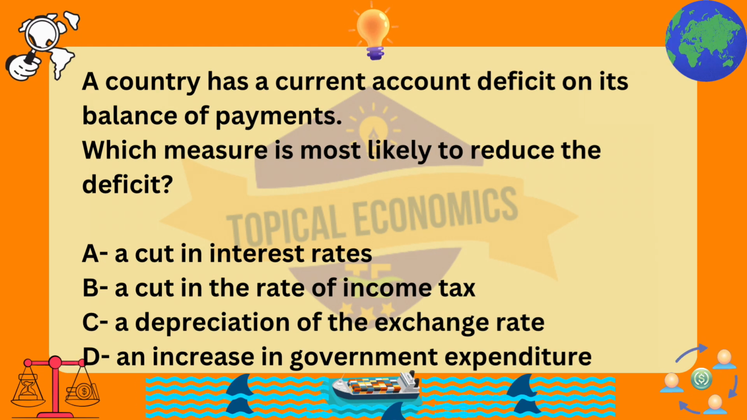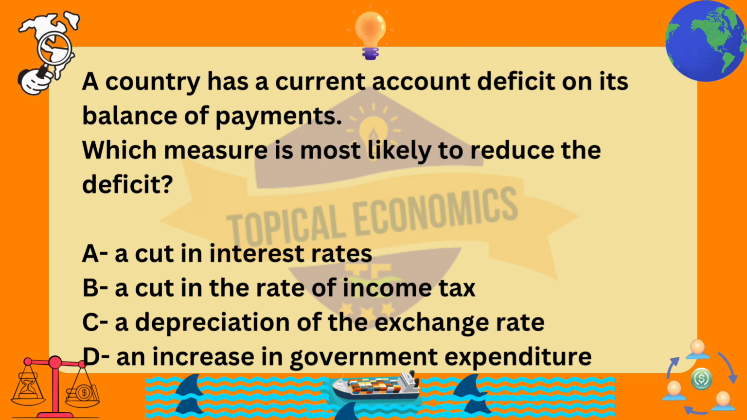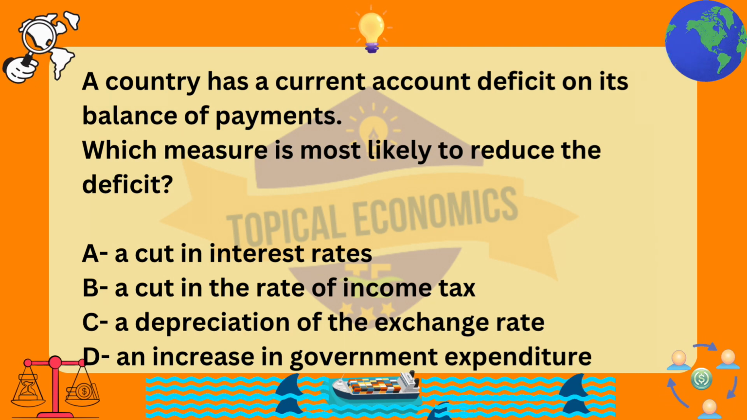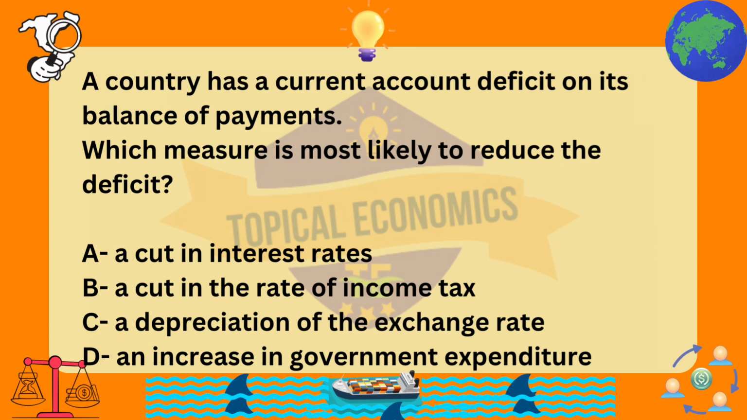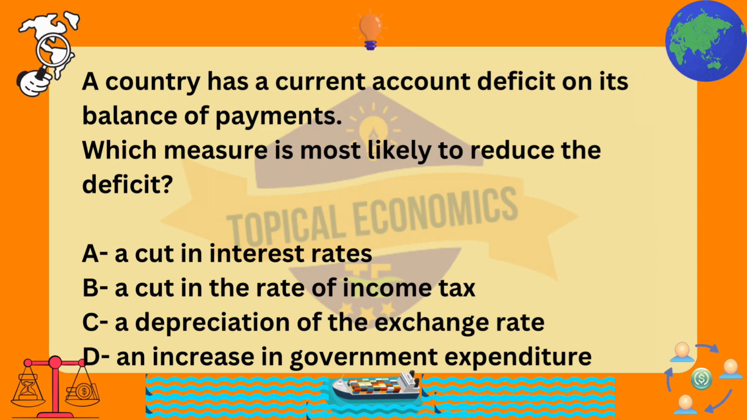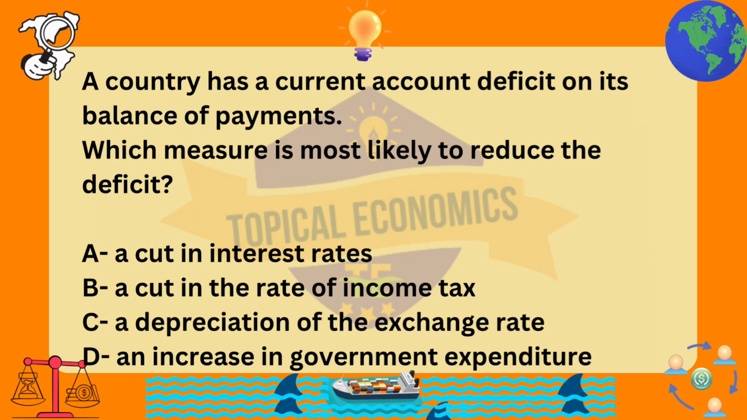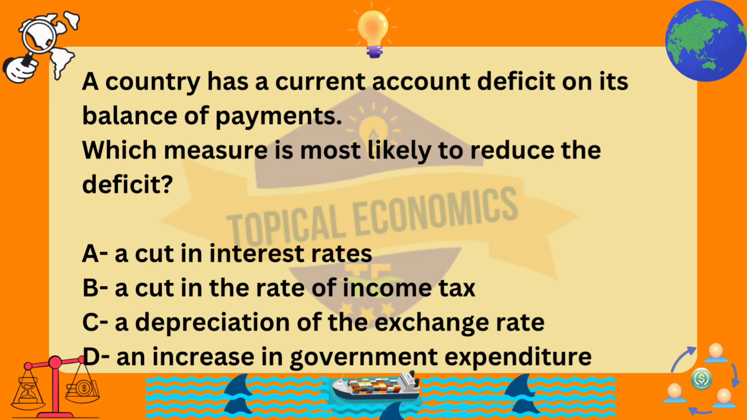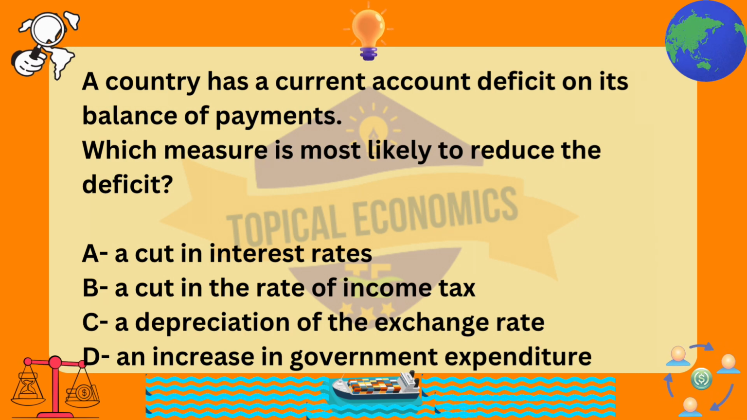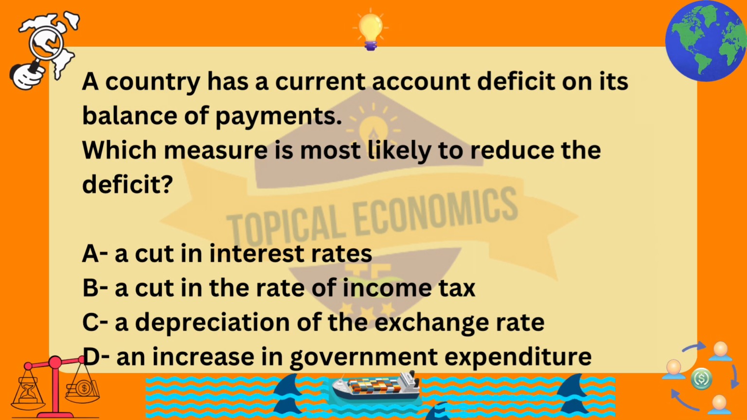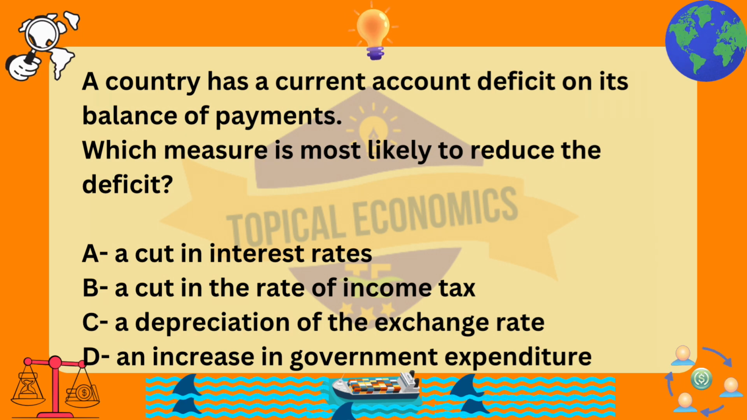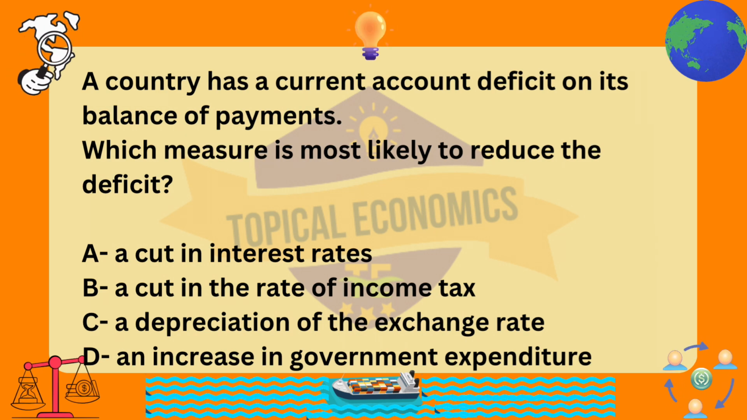A country has a current account deficit on its balance of payments. Which measure is most likely to reduce the deficit? A. A cut in interest rates. B. A cut in the rate of income tax. C. A depreciation of the exchange rate. D. An increase in government expenditure. Reference, 2021 February-March version 2. The correct answer for this question is option C. A depreciation of the exchange rate.